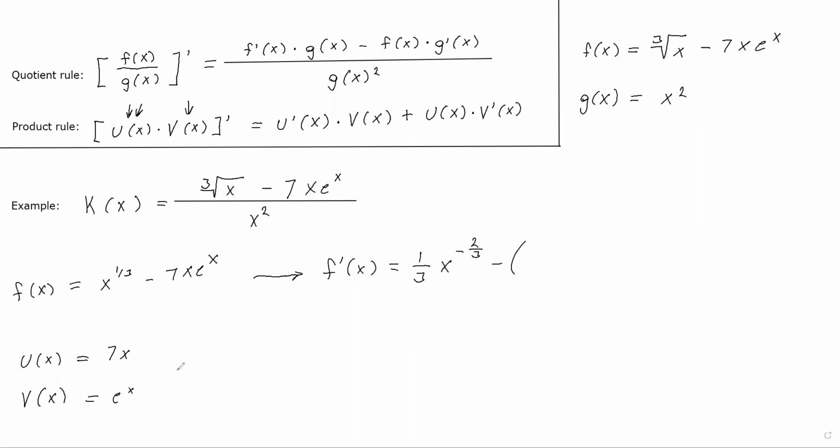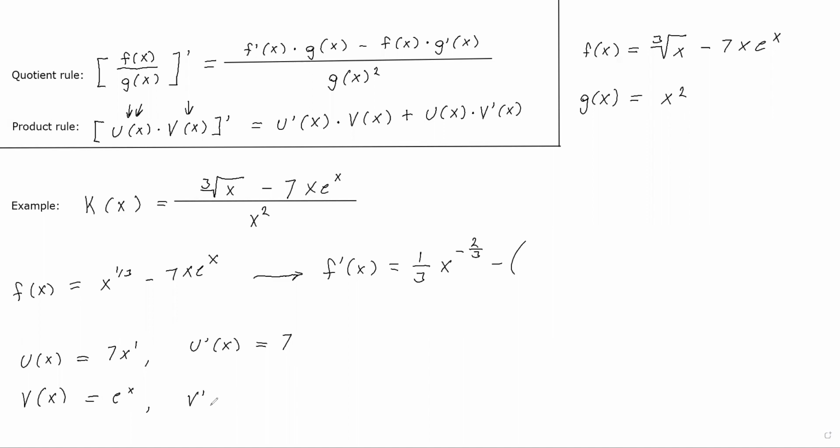It's an uphill battle, I know. From here, we need to find u prime of x. And this one's pretty simple. It just winds up being 7. Because again, remember there's a 1 up here. We take the 1, we bring it out front, and we subtract 1, leaving us with 0. And all we have left is the 7.